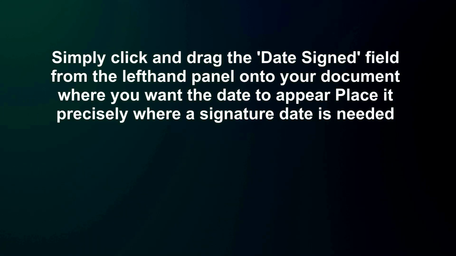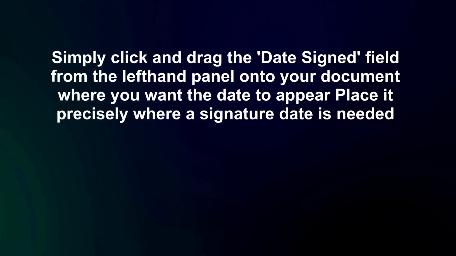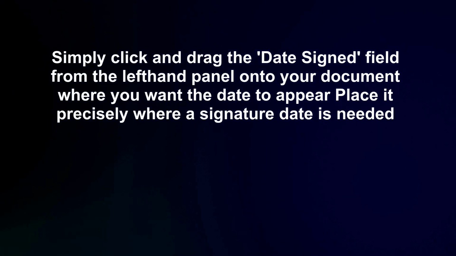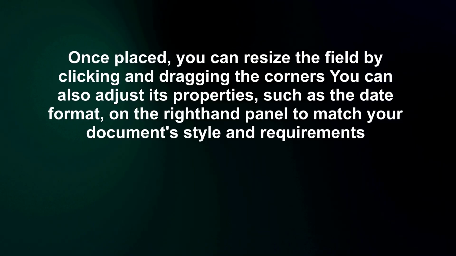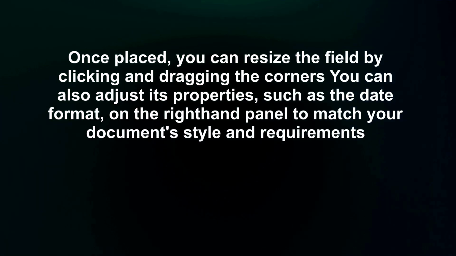Simply click and drag the date sign field from the left-hand panel onto your document where you want the date to appear. Place it precisely where a signature date is needed. Once placed, you can resize the field by clicking and dragging the corners.